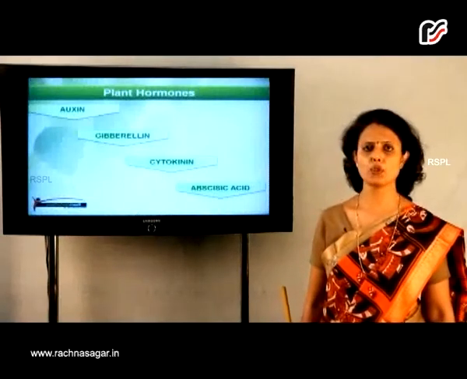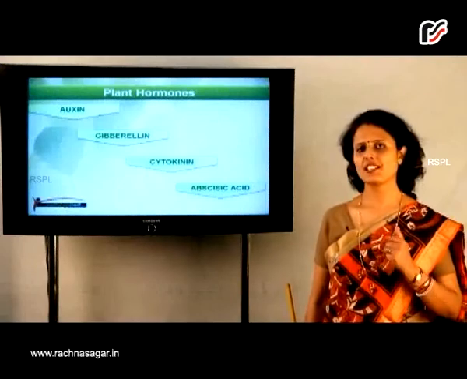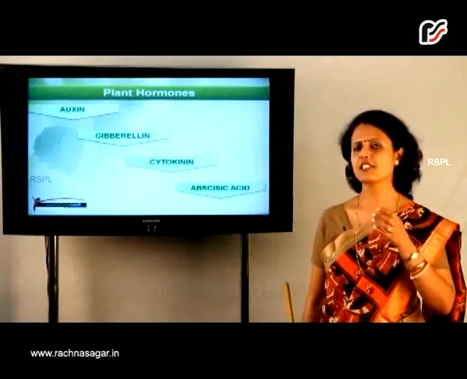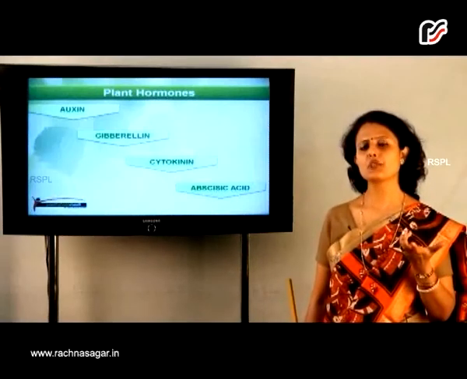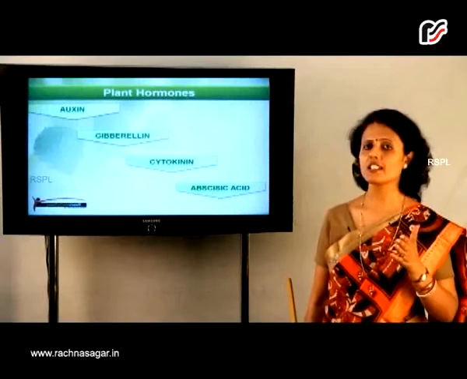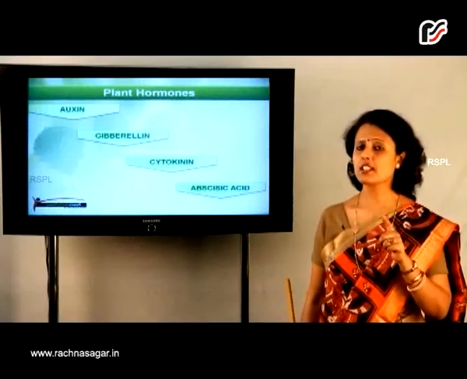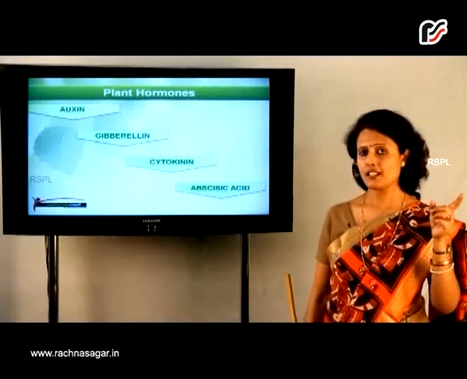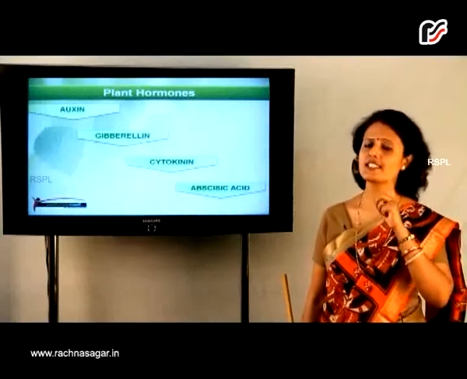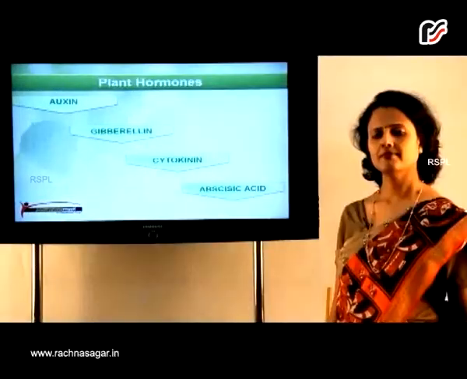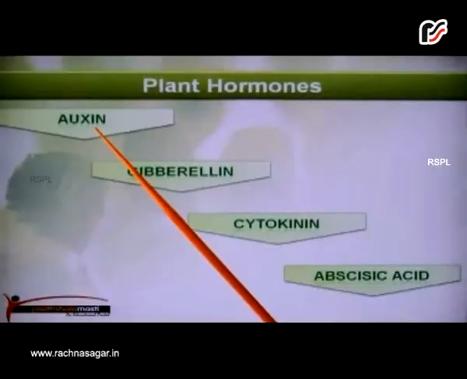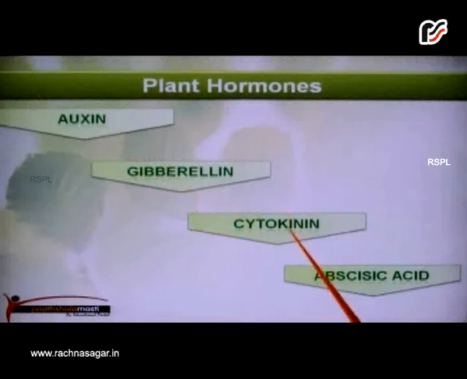Now let's discuss plant hormones. First let me tell you, what are these? They are chemical substances which are secreted or synthesized within the plant bodies, which help in controlling growth and development within the plant body. These chemicals are synthesized at certain points or places within the plant, but they show their action at distant places within the plant body. The different plant hormones are, let's have a look children, auxin, gibberellin, cytokinin and abscisic acid.